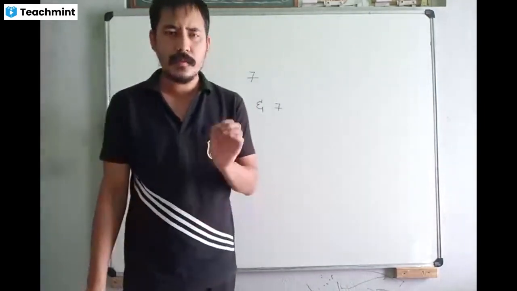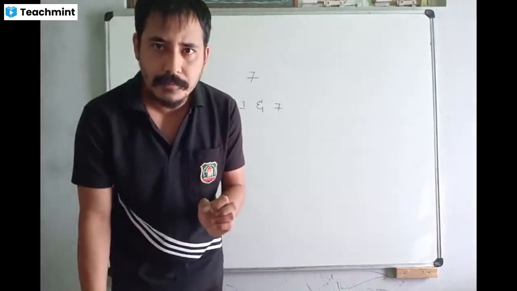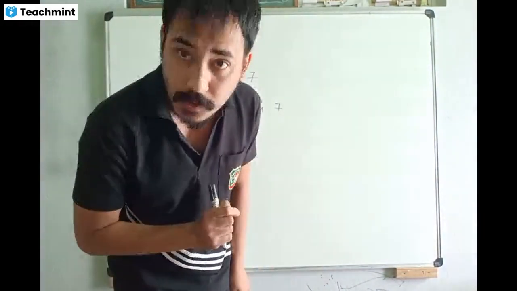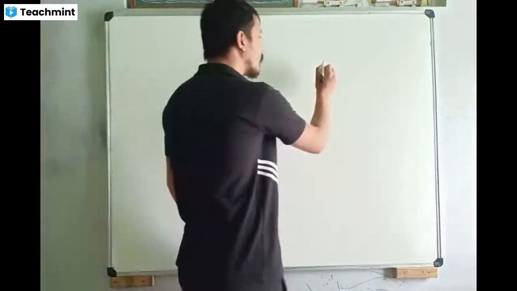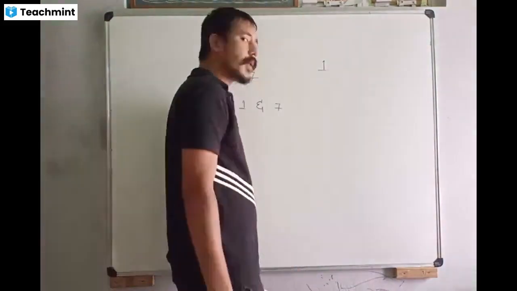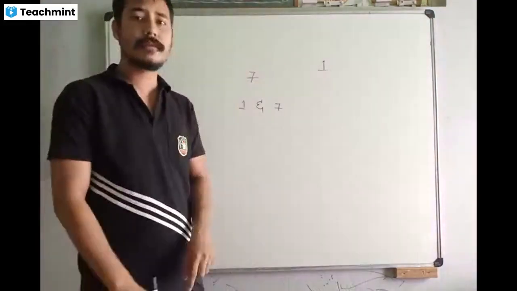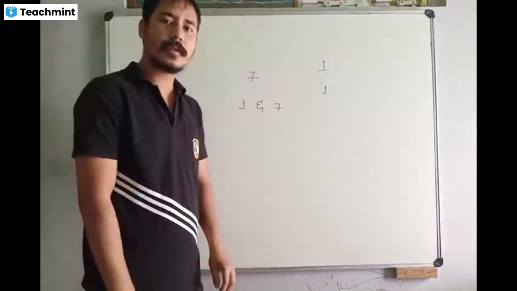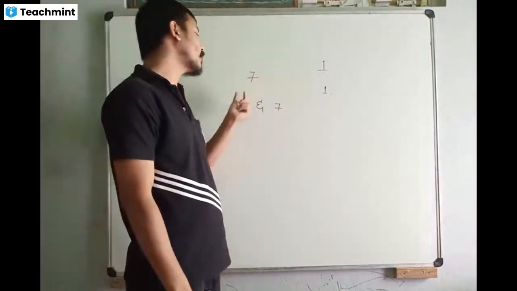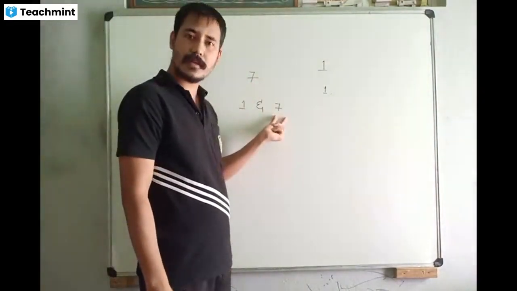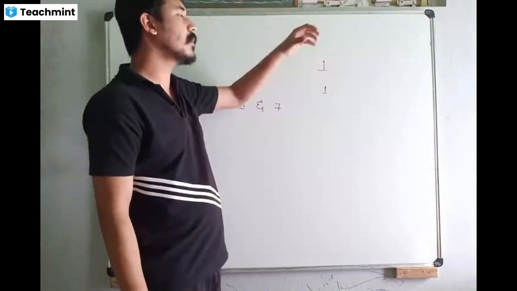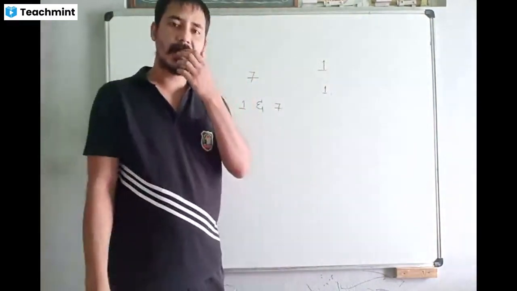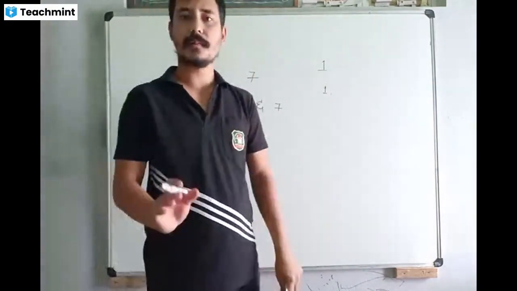Now can you guess what is the smallest prime number? Oh, you must be thinking it's 1, right? No. 1 is not a prime number because it has only 1 divisor, that is itself. Whereas according to the definition, a prime number must have exactly 2 divisors. So 1 is not a prime number, and 2 is the smallest prime number.